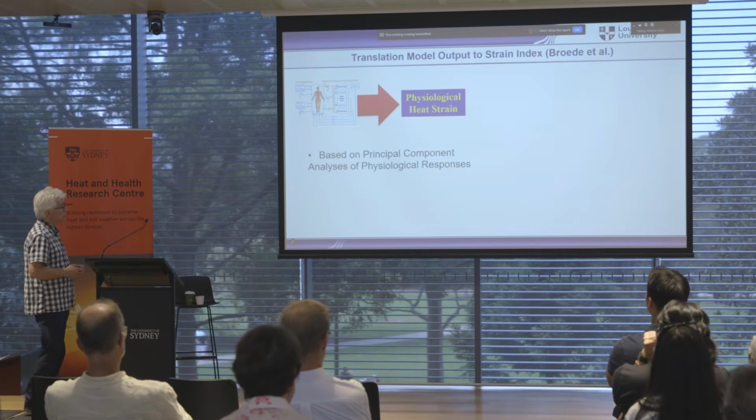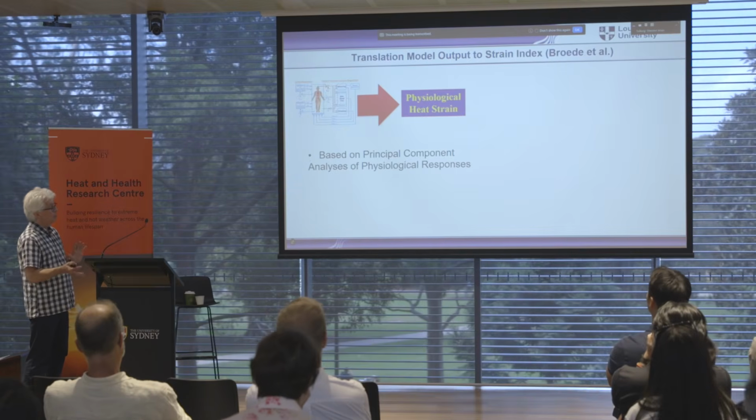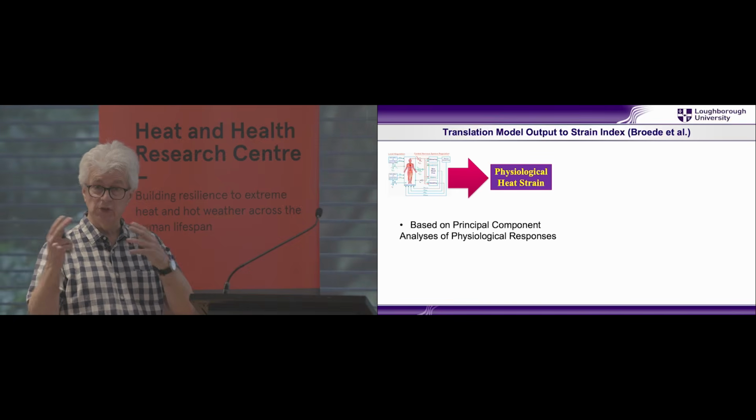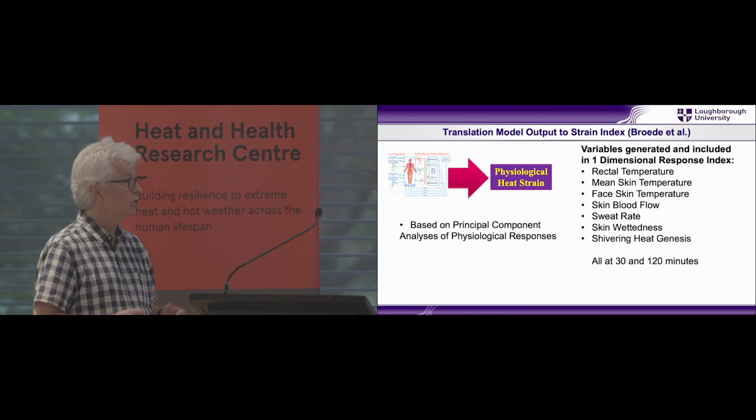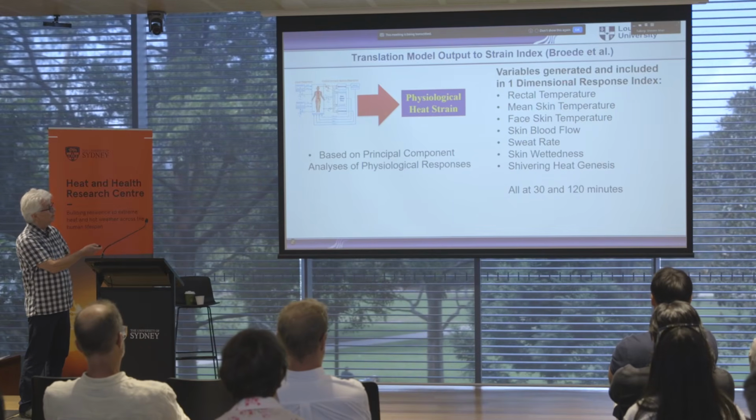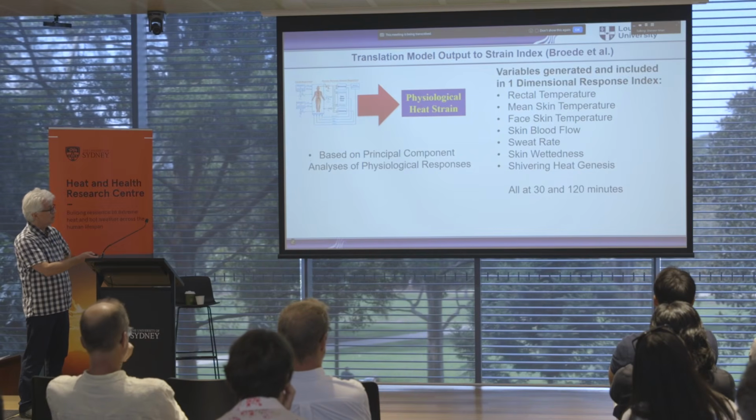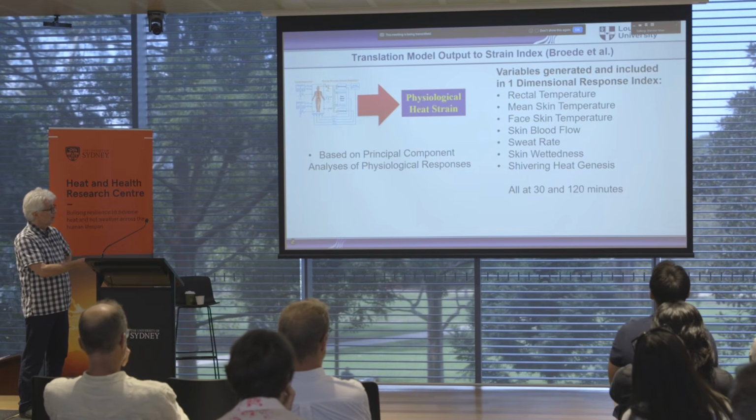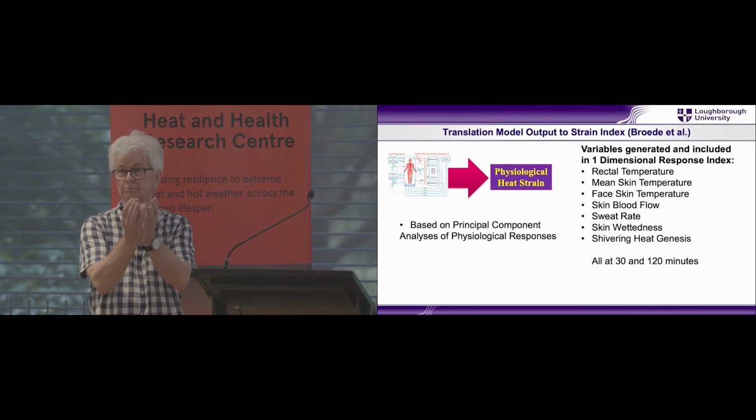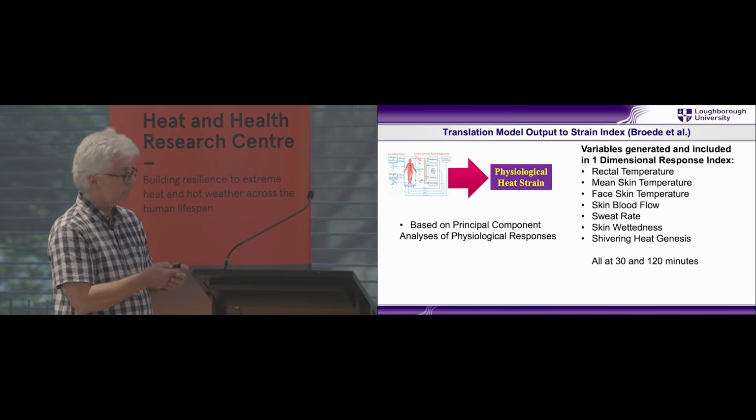So this is work which Peter Bröde worked a lot on, and he used principal component analysis of all physiological responses to come up with a combined index which uses a lot of these different physiological parameters. So it includes into one-dimensional response: rectal temperature, mean skin temperature, face skin temperature, skin blood flow, sweat rate, skin wetness, shivering heat genesis after 30 minutes and after 120 minutes, and they're all combined into a single heat strain response value. That's the idea.